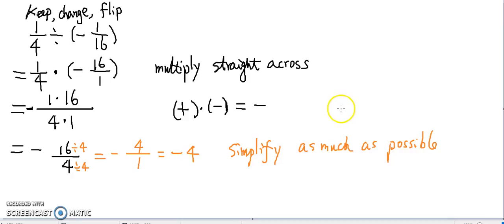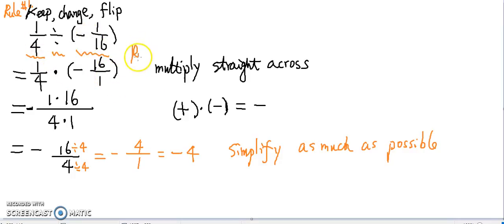Okay, so let's go over this question again. So rule number 1. How do we divide two fractions? Keep the first fraction, change the sign from division to multiplication, and flip the second fraction. If it's negative, keep the negative sign. If it's positive, keep it positive.